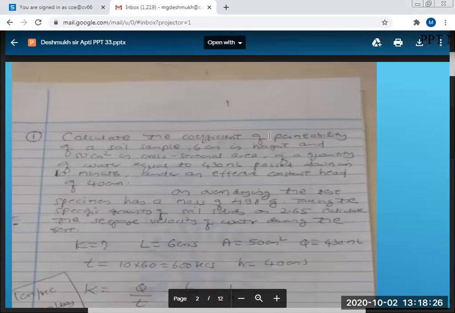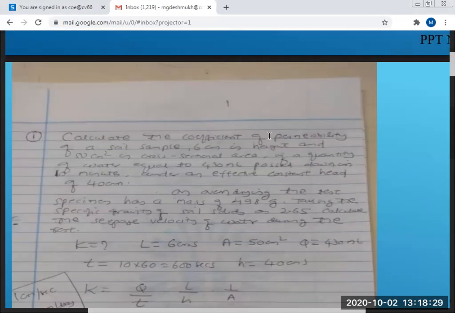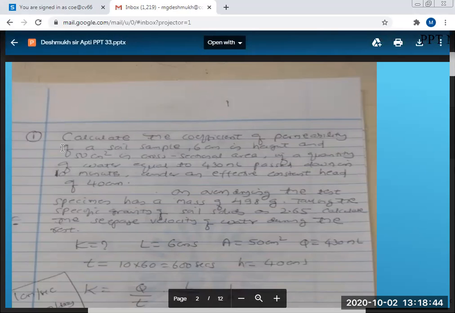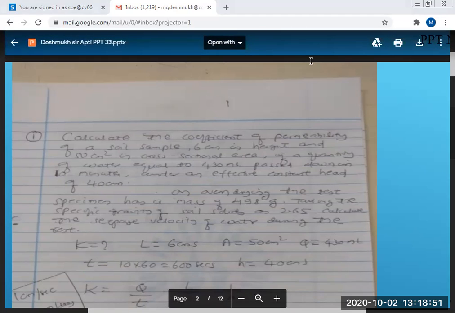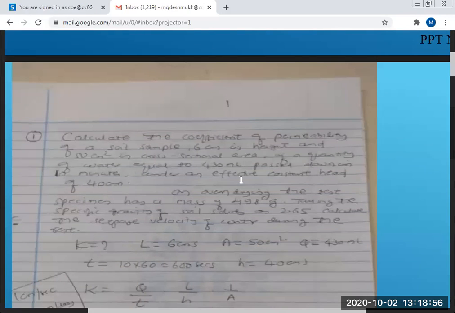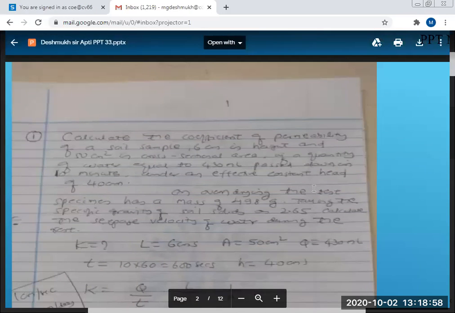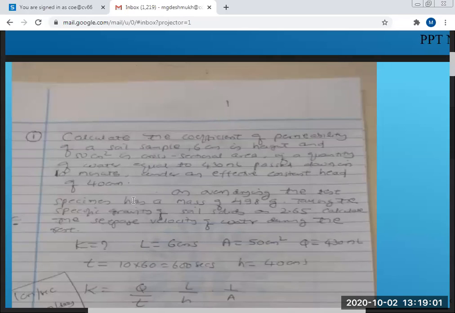First we will find out the coefficient of permeability for a soil specimen which is 6 centimeter in height, meaning its length is 6 centimeter. Height here means the specimen's height, 6 centimeter, meaning its length is 6 centimeter, and its cross sectional area is 50 centimeter square. Quantity of water passing, Q, is 430 ml in 10 minutes. Time is 10 minutes, under an effective constant head, H, equal to 40 centimeter.